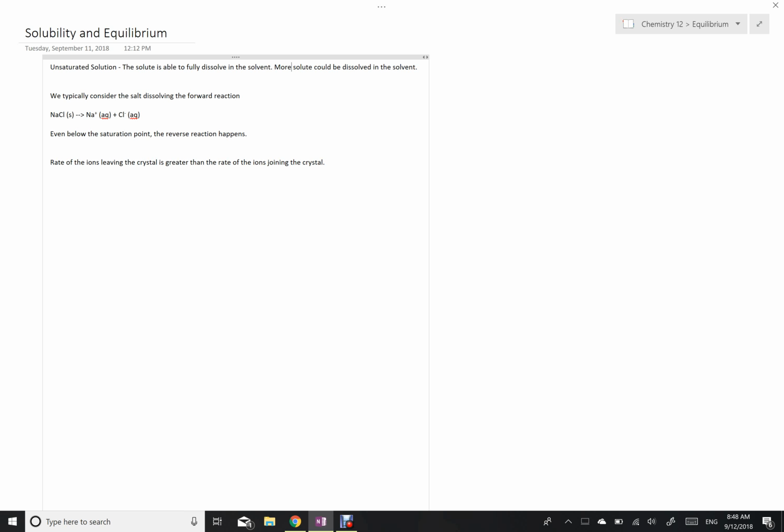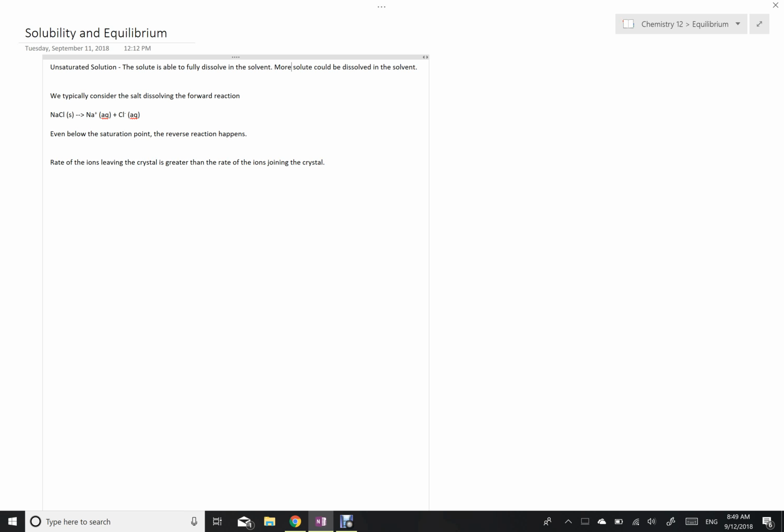Unsaturated, when there's less solute than the solvent can hold. Again, you can imagine a glass of water here. And this is where we've put just a little bit of salt into the water and it dissolves fully. We could even put more salt in this water and it would continue to dissolve. We'll consider the saturated situation.